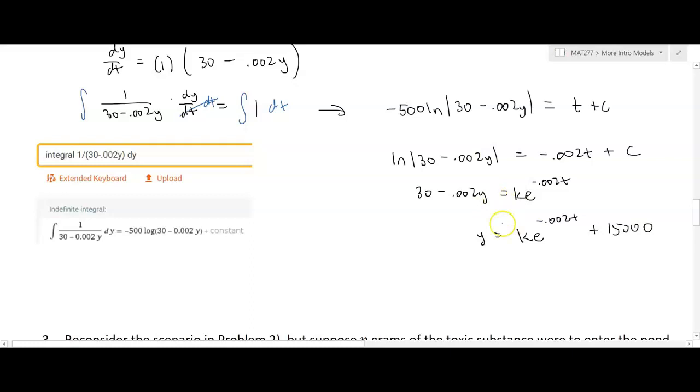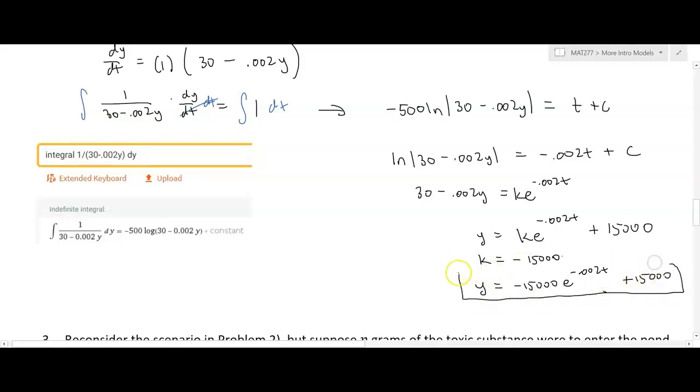And now we can solve for our initial condition. I'm just going to make the claim here that when you plug in 0 for y and 0 for t, you're going to get k equals negative 15,000. And so our final equation will be negative 15,000 e to the negative 0.002t plus 15,000. And you can go ahead and verify just to be sure in your own mind what that's going to be, negative 15,000. Let's go ahead and graph this.